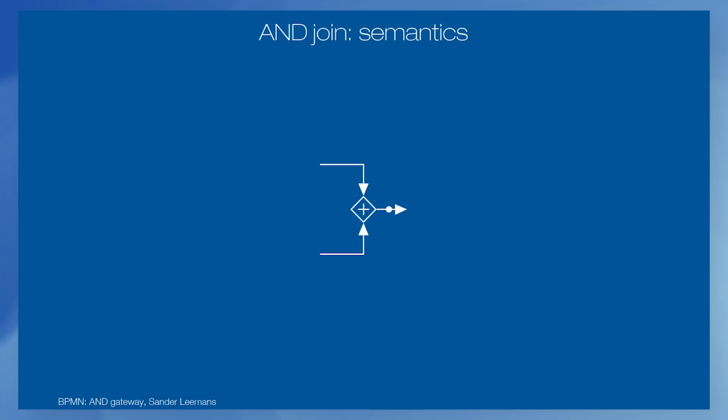Let's look at the symmetrical example. If a token arrives from the bottom, the AND join gateway will not do anything. It will just wait until it also has a token on all of the other incoming sequence flows. Once it has a token on all of the incoming sequence flows, then it will consume both tokens and produce a token on its outgoing sequence flow.